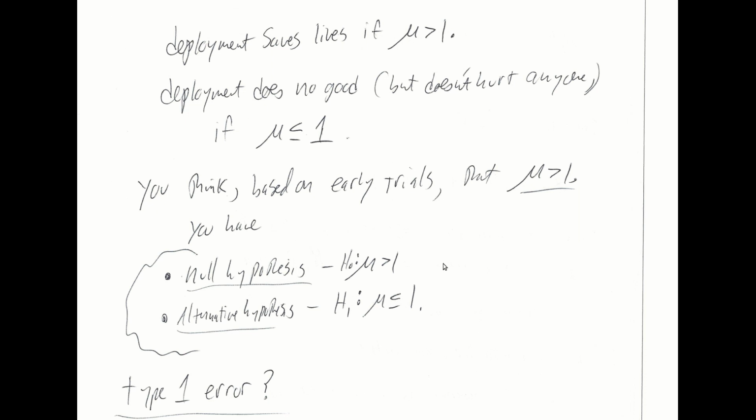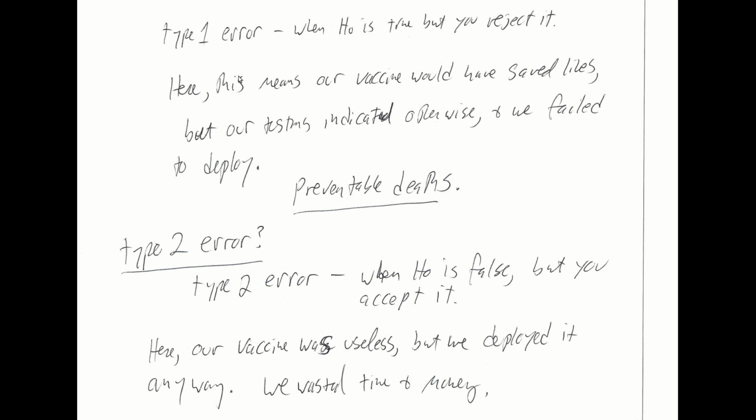So we want to think about what a real-world type 1 error looks like. In this scenario, what does a type 1 error mean in real-world terms? And what does a type 2 error mean in real-world terms? So what does a type 1 error look like here? A type 1 error occurs when the null hypothesis is actually true, but your testing leads you to reject it.